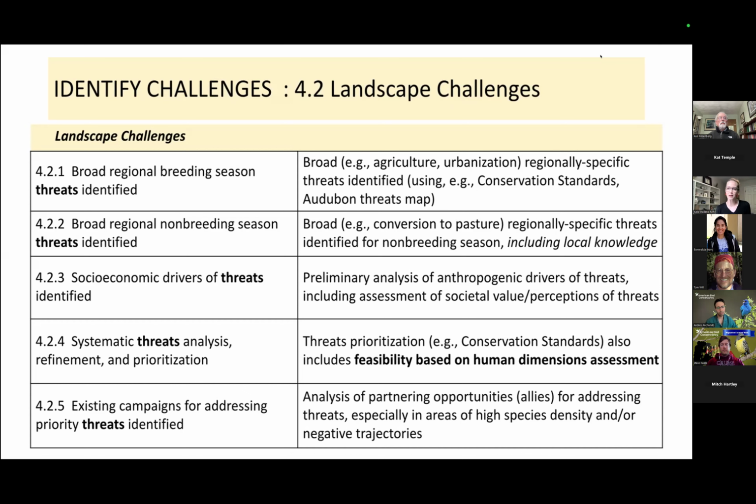Maybe that's something that would be fun to pull together for a future R2R session. Other comments on this threat piece, or other groups that have similar examples of how you've moved towards tackling this section?